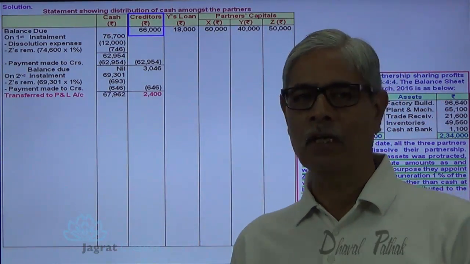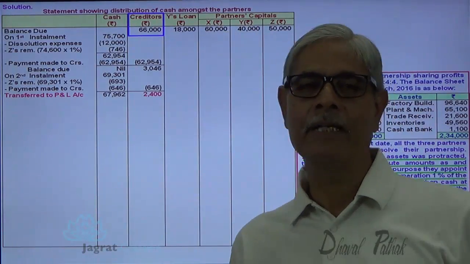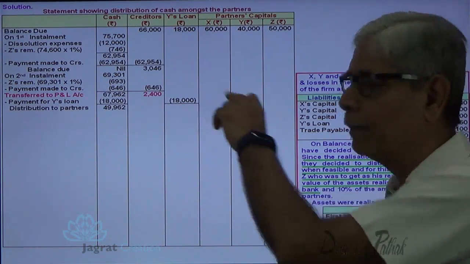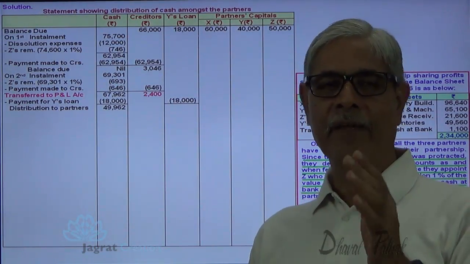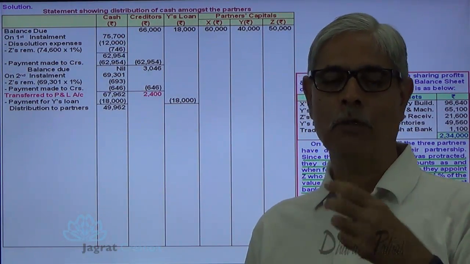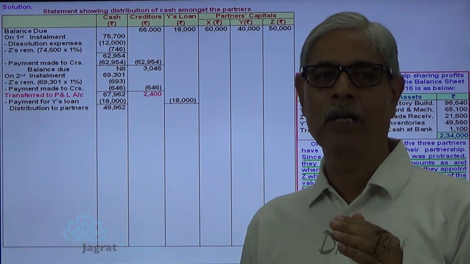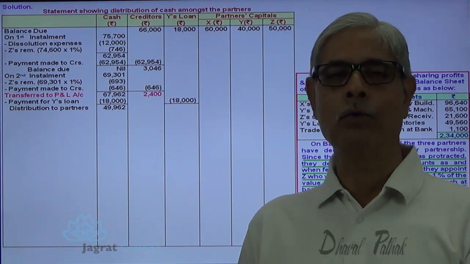identified with a different color. Now from this, you are required to first pay Y's loan. So now you have to pay Y's loan. 18,000 is paid to Y's loan. Now the amount is available for distribution amongst partners. And whenever you are required to pay the partners, you are required to pay a remuneration to Z at the rate of 10% of the net payment made to partners.